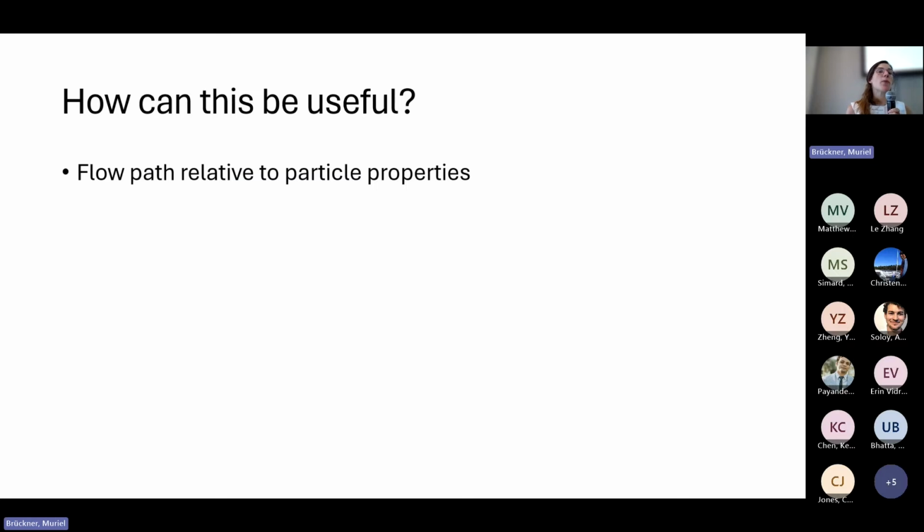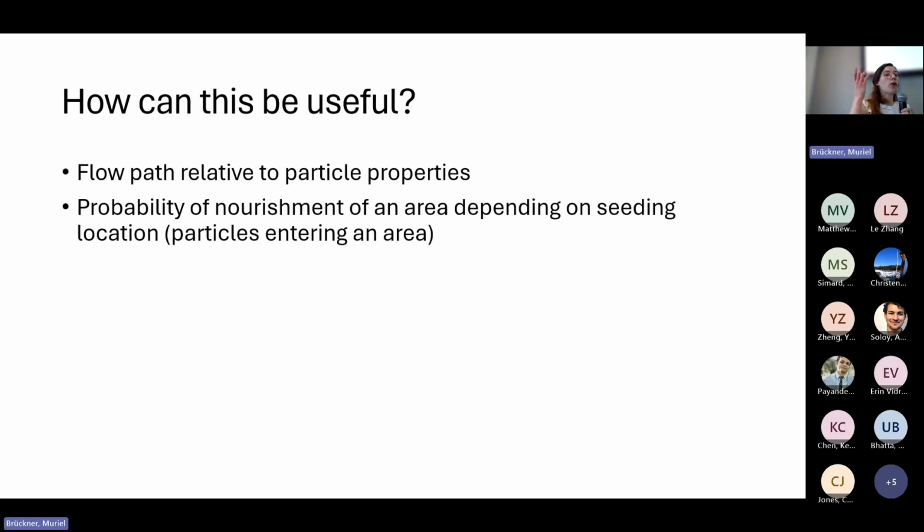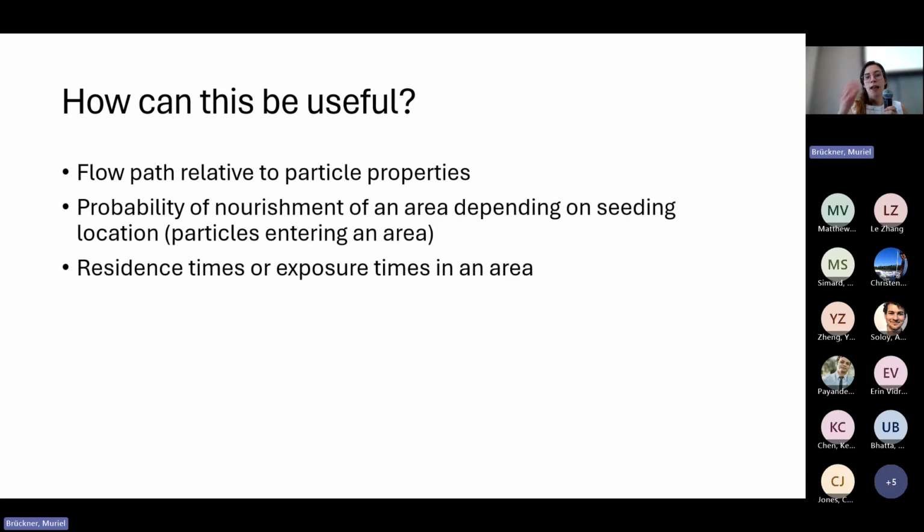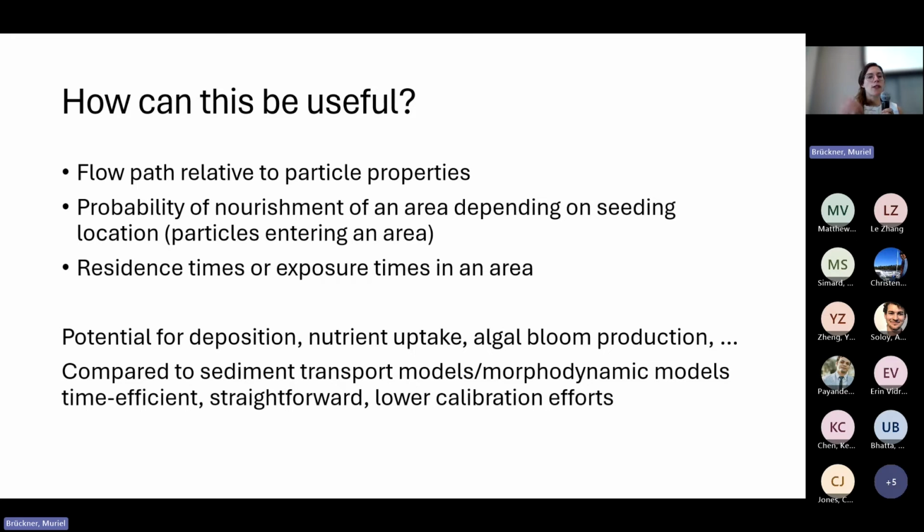And this is useful because we want to know where the flow paths are relative to what the particle properties are. We want to maybe know how likely it is that we get sediment in a certain area, depending on the sediment. So if we think about wetland nourishment, for example, we want a lot of particles. So which type of particles are more likely to go into the wetlands? How long do they stay there? So how likely can they deposit, etc. And that is, of course, important for deposition, nutrient uptake, and algal bloom, and those types of things.